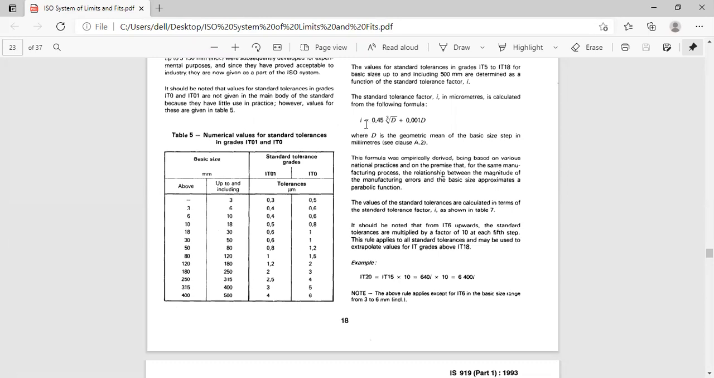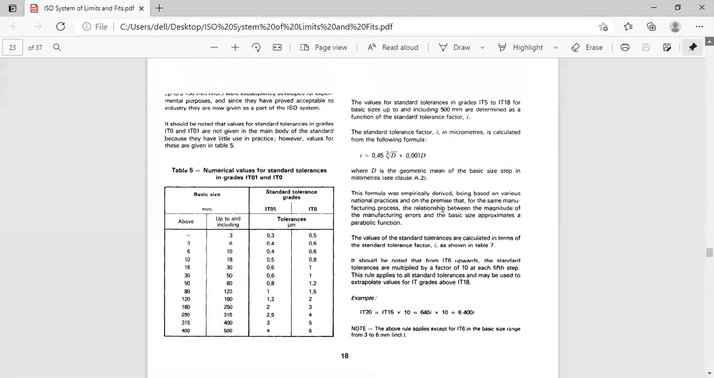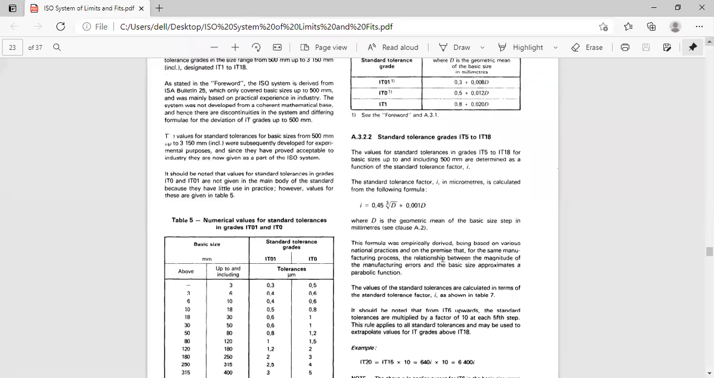And if you are writing this formula incorrectly, then the whole problem will go wrong. I is equal to 0.5 cube root of D. Some only go for 0.4, but in the basic formula it is 0.45 cube root of D plus 0.001 D. We have used this formula in the problems we have done earlier. So this is very important.